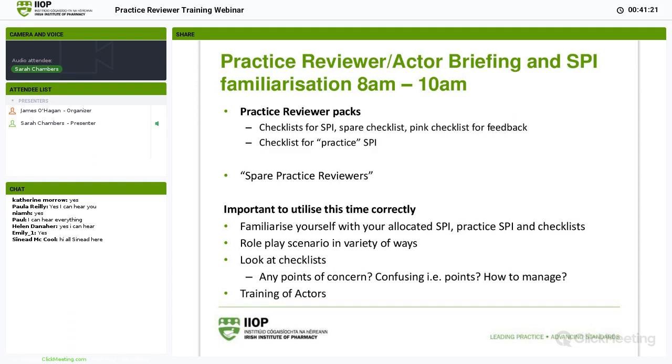So really look at the checklist, question it, think, are there any points that are confusing? Are there any IEs there that potentially a pharmacist could use a different term for? And how are we going to manage that? There'll be 2 practice reviewers and 2 actors who have the same case, and you'll have time to talk these things through, to role play them, to see how it's going to play out, and maybe to provide any additional information the actor may need to help them in their role as well.